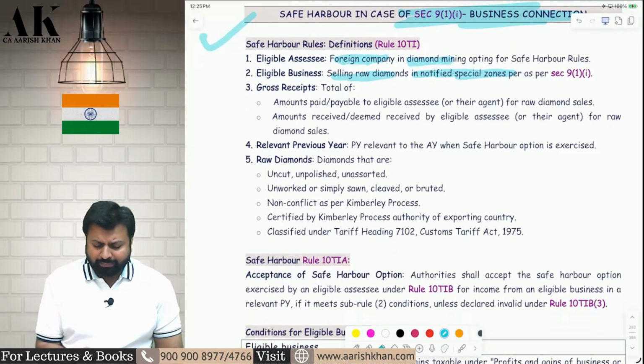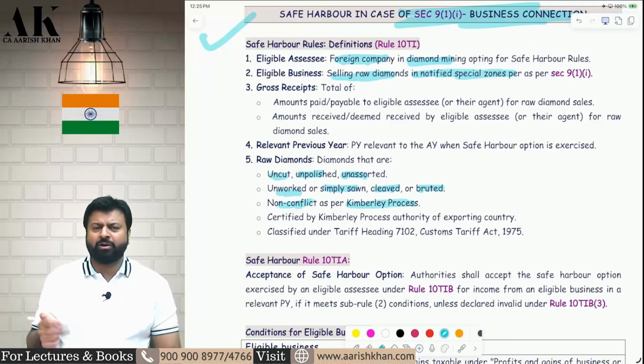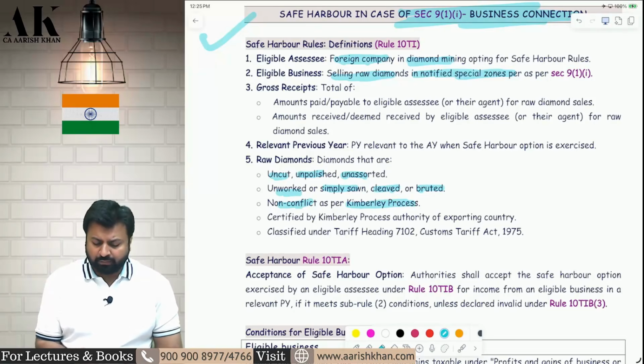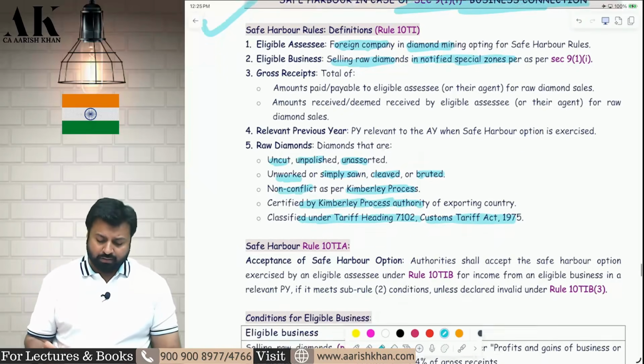What is raw diamonds? Raw diamonds are uncut, unpolished, unsorted diamonds, unworked, simply sawn, cleaved or bruted, non-conflict as per Kimberley process. I have explained all this in class. What is Kimberley process? Certified by Kimberley Process Authority and classified under Tariff Heading 7102, Custom Tariff Act 1972. You have to make an application.